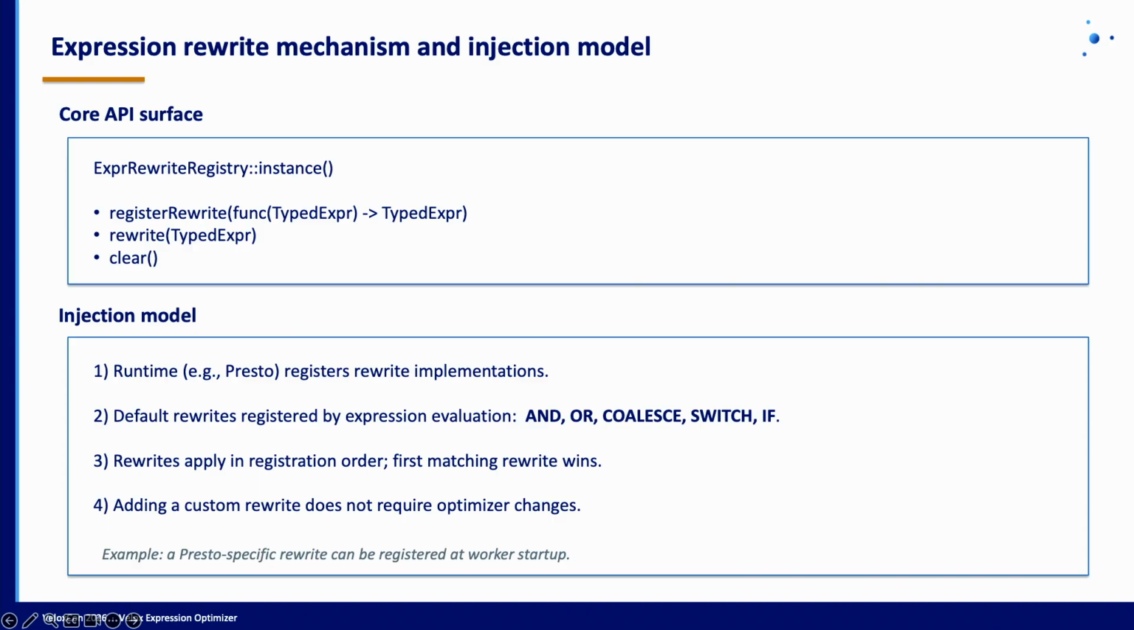So with this framework, all of your expression rewrites are registered centrally, and they're applied during expression optimization. And as a developer, you can easily inject any expression rewrite that you want into the optimizer, and the framework is going to ensure that the rewrites are applied in an ordered fashion, so the result is always deterministic.